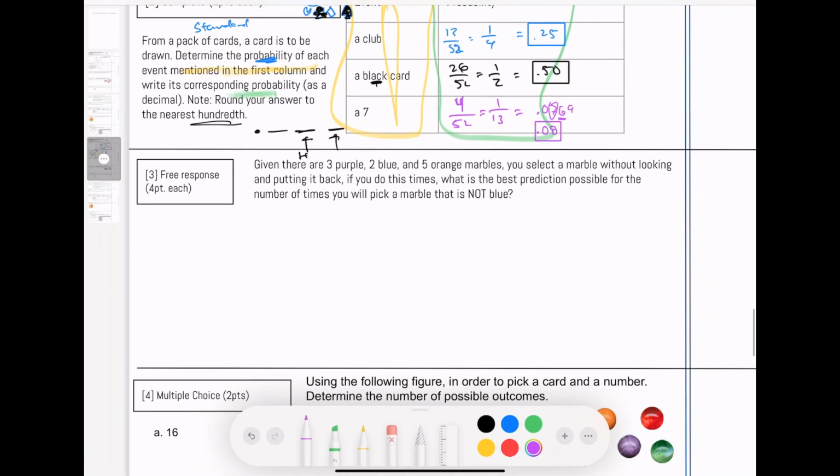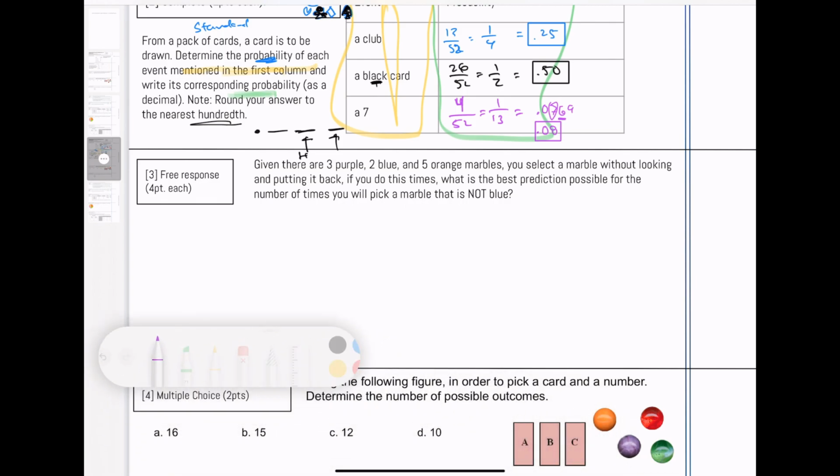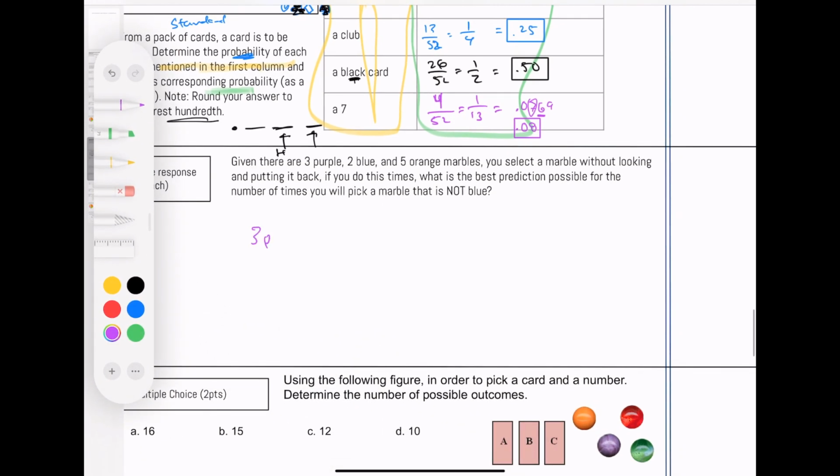Number 3, given there are 3 purples, 2 blues, and 5 orange marbles. So that's a total of 10 marbles. You select a marble without looking and putting it back, and if you do this, I told you guys in class, 10 times. What is the best prediction possible for the number of times you will pick a marble that is not blue?